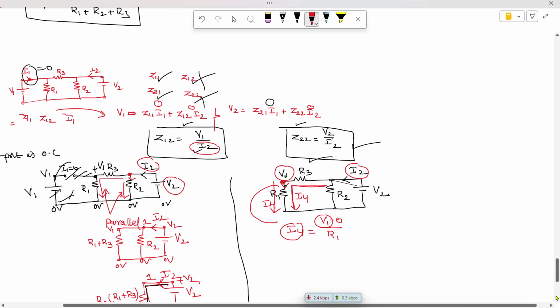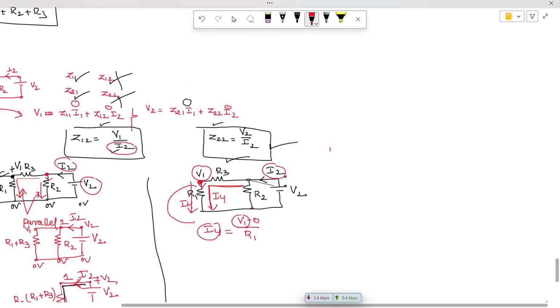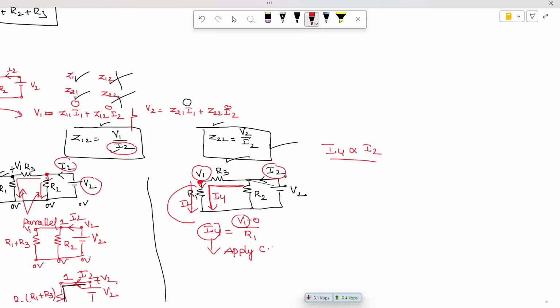Now I want to express this I4 in terms of I2. So in order to obtain this relation, I'm going to apply the current division rule. Those who are new to this class can go and see my previous video on how to apply the current division rule for a parallel branch. This is one parallel branch, this is another parallel branch.